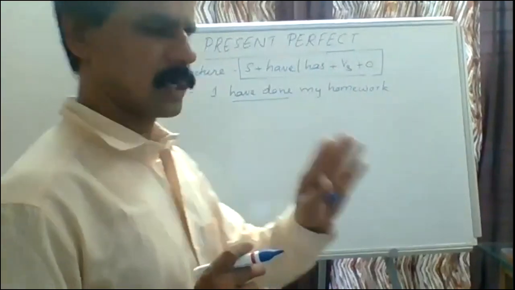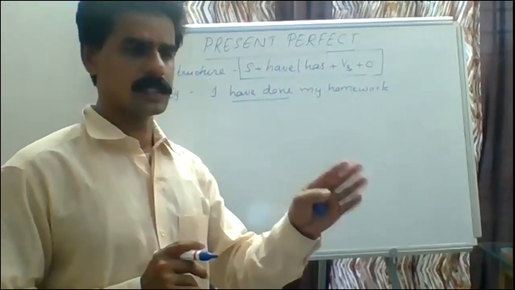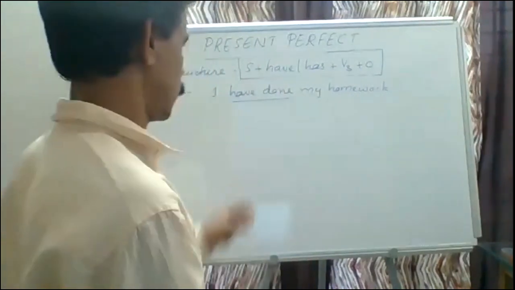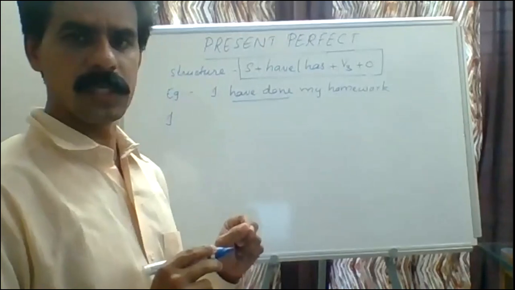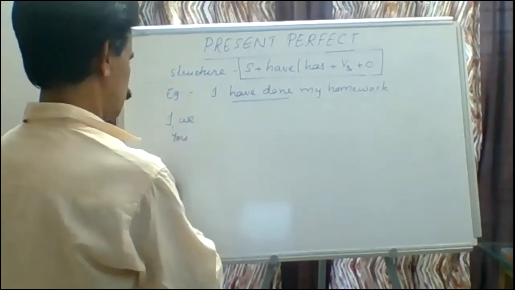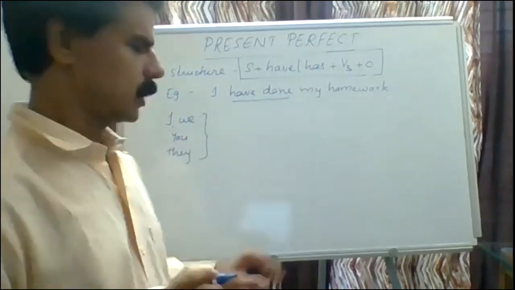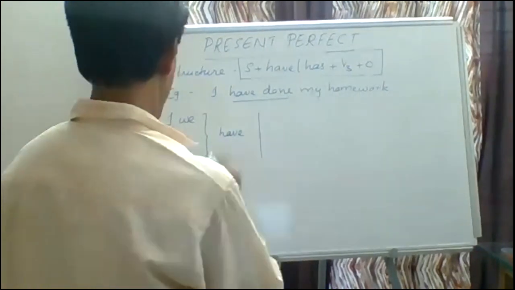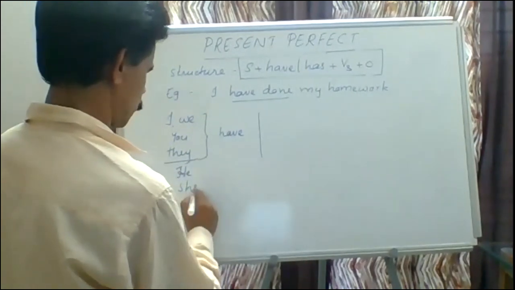This is the method for any subject. We can use any subject, but depending on the subject, we must decide what the helping verb should be. For example, there are two helping verbs here. When to use have? In short, the first person is I and we. Let me write here I and we. Second is you, and they. With these subjects, we use have as the helping verb. And what are the other subjects? He is used as a common subject. She is also a subject.